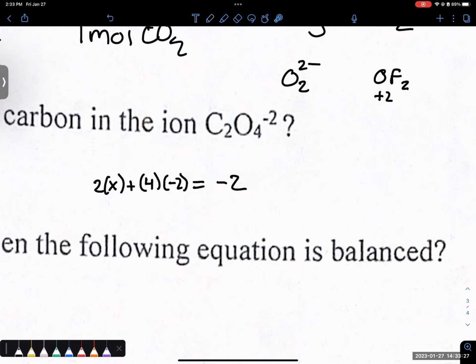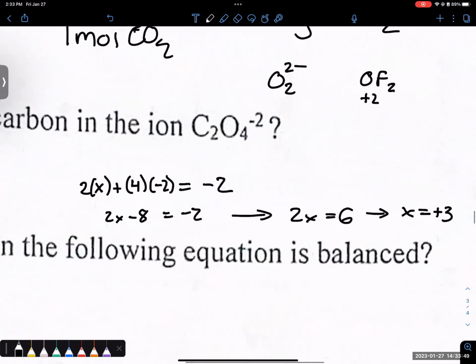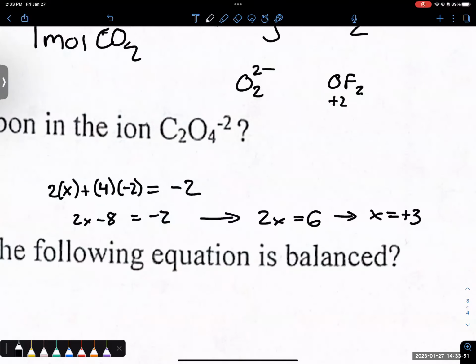So at this point, if you can get here, it's just algebra, right? So you're going to get 2x minus 8 equals -2. Take this over here, 2x equals 6, x equals 3. And that's the oxidation number for each carbon. So x is equal to +3. Does that make sense, how I arrived at that? Okay. Any questions?